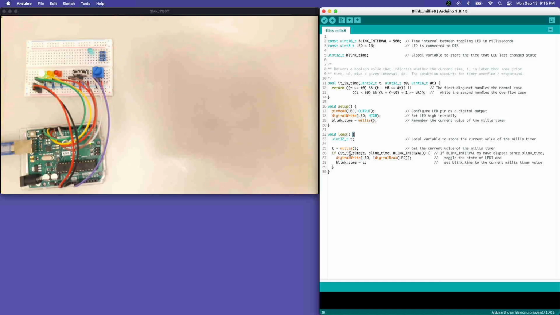that we've named our function. So if it's time, then we do the stuff. If it's not time, we don't do the stuff. And so we can push this out, and we get the blinking behavior that we expect.